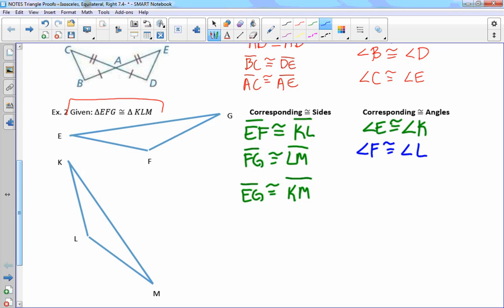Yep, because F is in the middle and L is in the middle. Who was the last one? Right? Angle G is congruent to angle M, because those are the last letters listed. Okay? So when you learn all the letters in a congruency statement, you actually have a lot of information. So when you're asked to write a congruency statement, you have to be careful of the order in which you write them. Okay, flip it over.